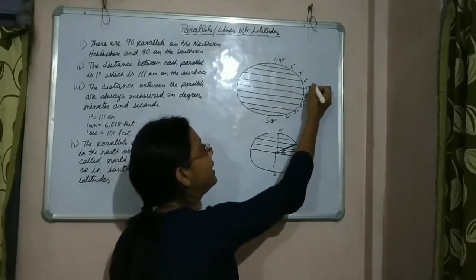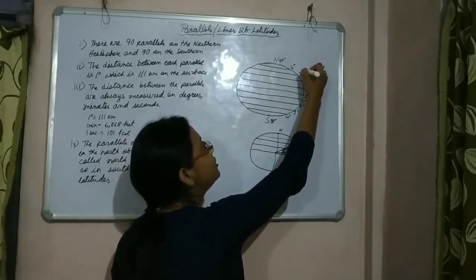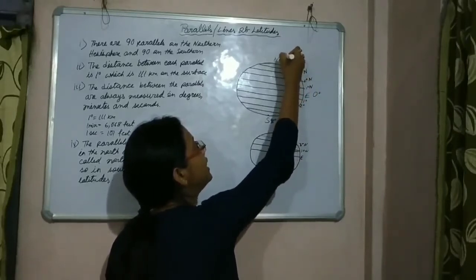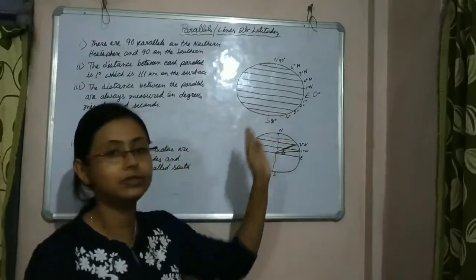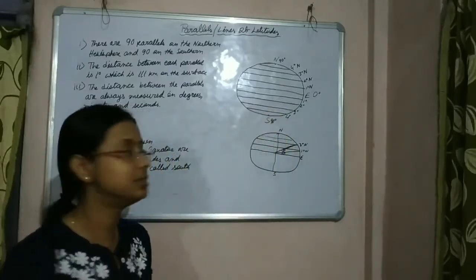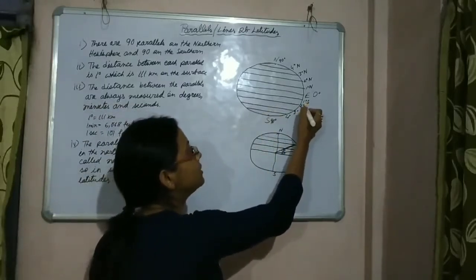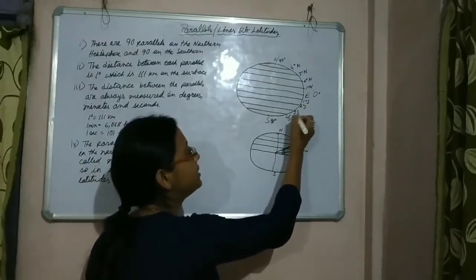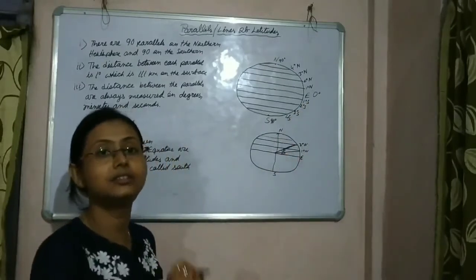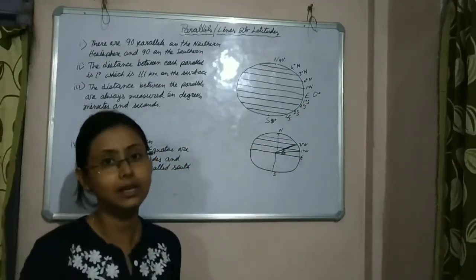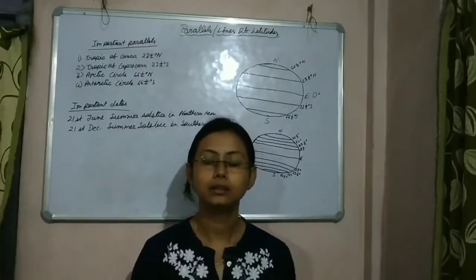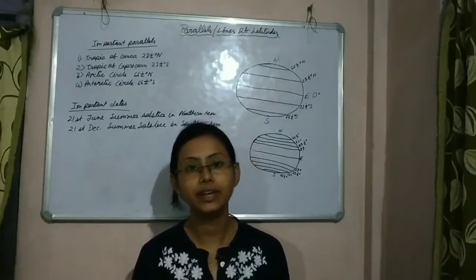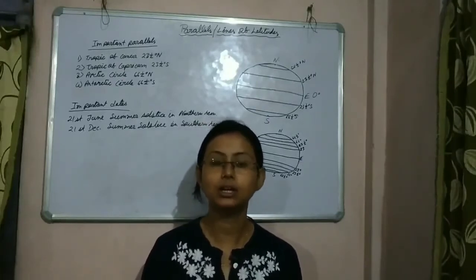Here we will write 1 degree N, 2 degree N, 3 degree N, 4 degree N, in this way up to 90 degree N. Similarly, if we take any of the parallels drawn on the southern hemisphere, we will always mark them with the letter S: 1 degree S, 2 degree S, 3 degree S, in this way up to 90 degree S. So now we know that there are a total of 181 parallels imagined on the earth.